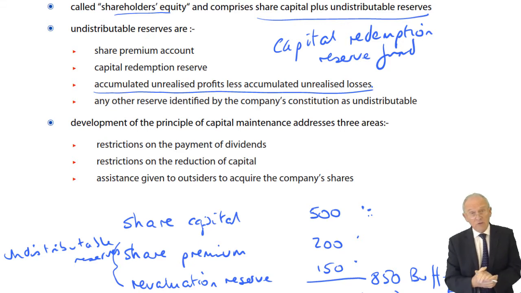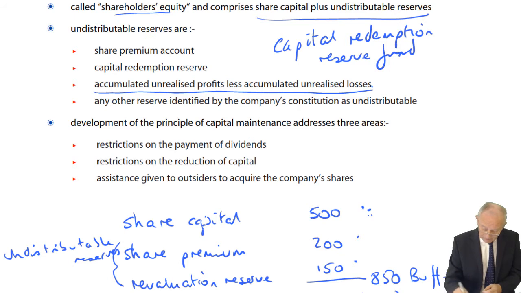It may say in the Constitution, in our Articles of Association, in the event that the company creates a plant replacement reserve, then that plant replacement reserve shall be deemed to be non-distributable, in which case any other reserve which according to the Constitution is undistributable is undistributable.